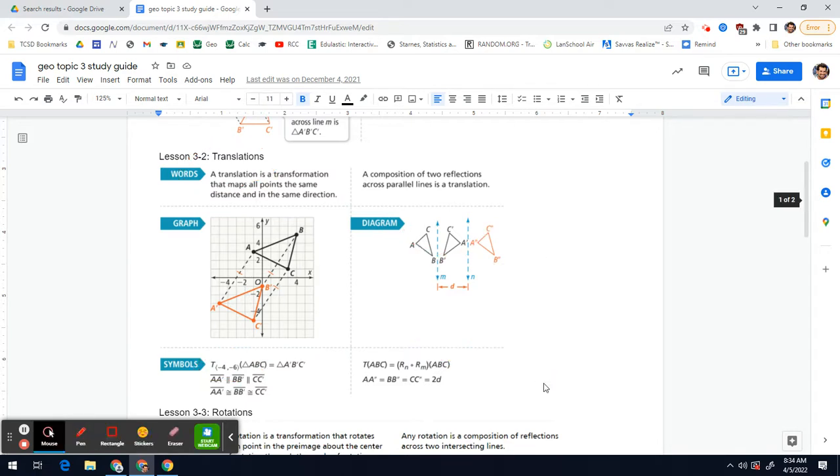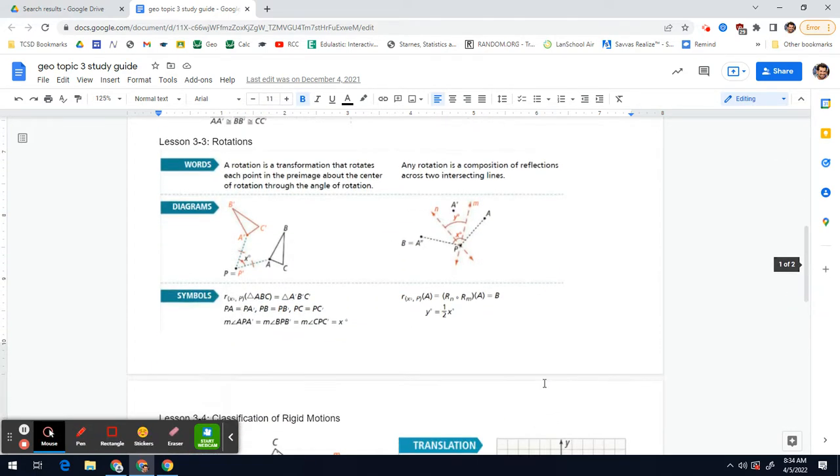Okay, next we have rotations. So rotations are probably the most difficult, right? They're hard to see. Just remember about rotations that when you do rotate, the angle formed by the pre-image, the center of rotation, and the image should be that angle of rotation. And it is typically counterclockwise unless they note differently. Okay? Again, you want to know this.